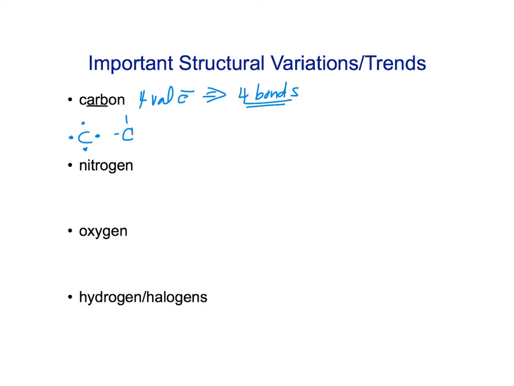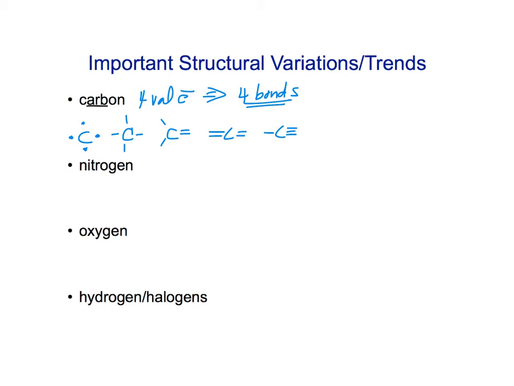You can either have 4 single bonds like this. It could have 2 single bonds and a double bond. It could have 2 double bonds. Okay, this is more uncommon, but it's possible. Or a carbon can have a single bond and a triple bond. All right, so what we want to be able to do is look at any molecule, and if we see any of these situations, we'll know that that carbon is neutral. All right?